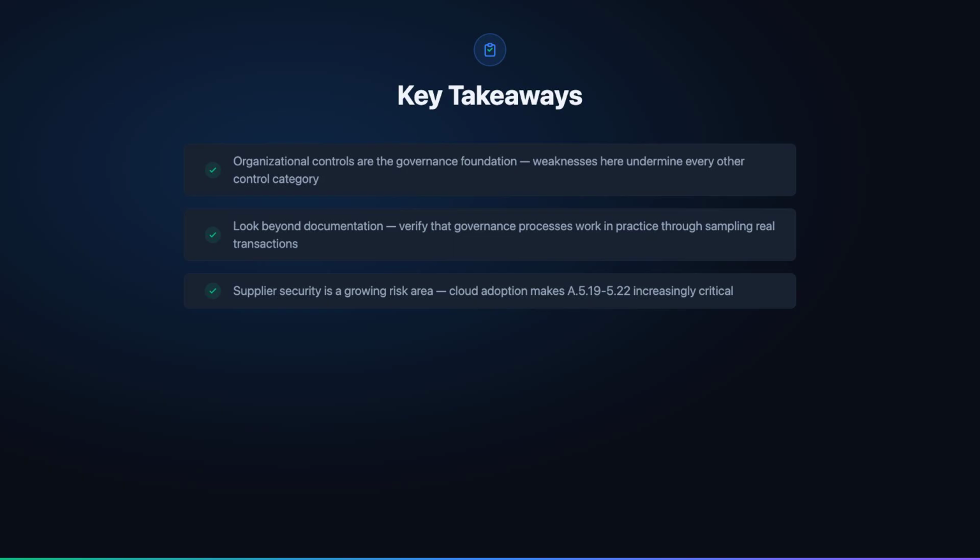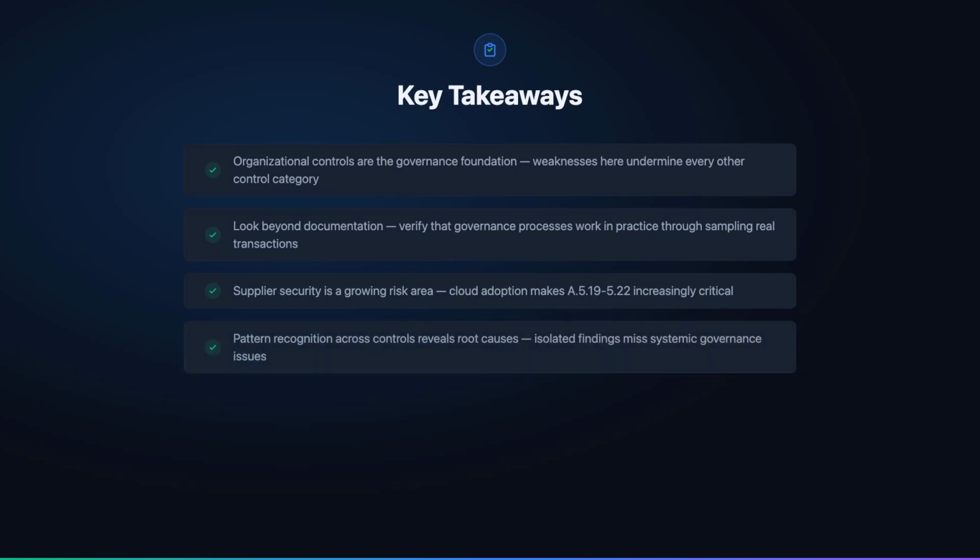Cloud adoption means organizations increasingly depend on third-party security. Controls A.5.19 through 22 deserve particular attention. Verify that supplier security is evaluated before engagement, embedded in contracts, and monitored throughout the relationship.